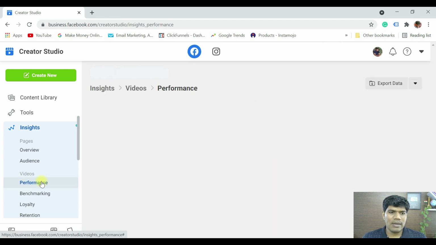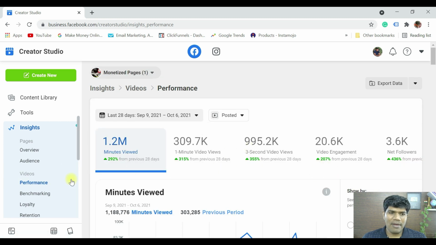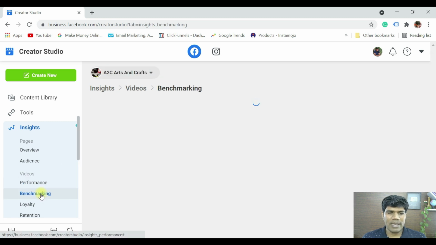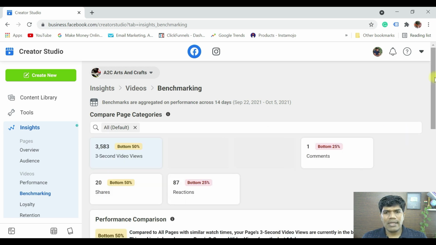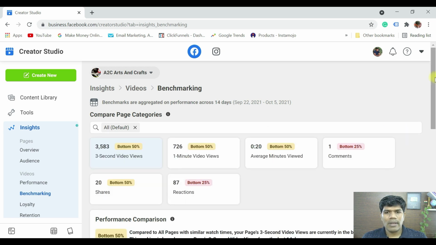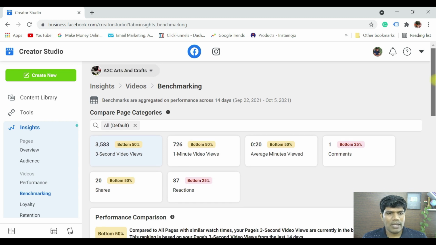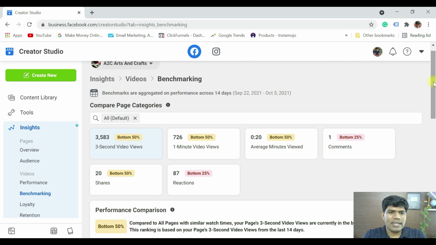Now let's move to the next one, performance. Now this is something that we have already checked. Let's go to benchmarking. So this is something that is going to help us understand how exactly our page has been performing, right? So the first thing, you can see here 3-second video views, it says bottom 50%. That means our page is among the bottom 50% of the pages in a similar niche, right? That's how the views have been coming.